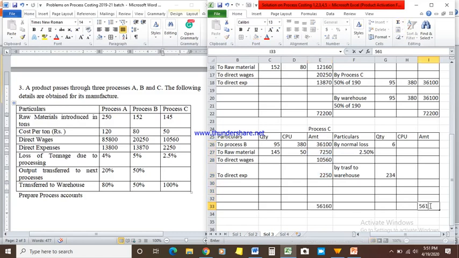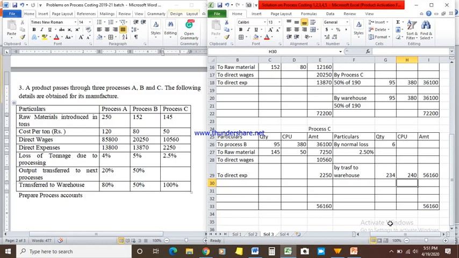So 56,160. So the cost per ton comes to 240 rupees.